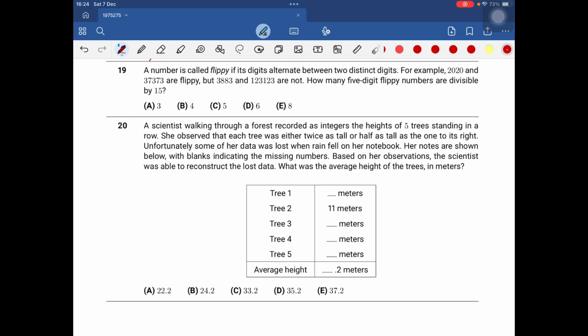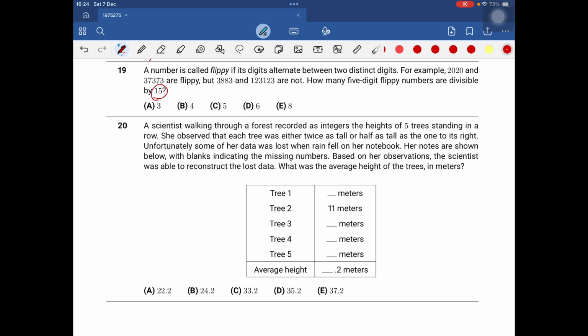A number is called Flippy if its digits alternate between 2 distinct digits, like 2020 and 37373 are Flippy. 3883. Okay. How many 5-digit Flippy numbers are divisible by 15?